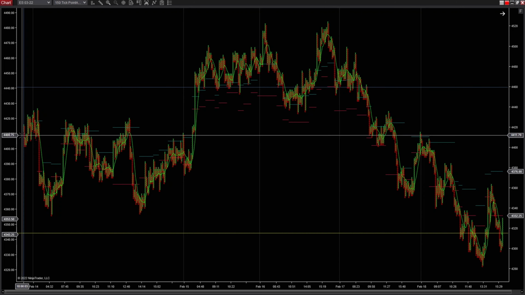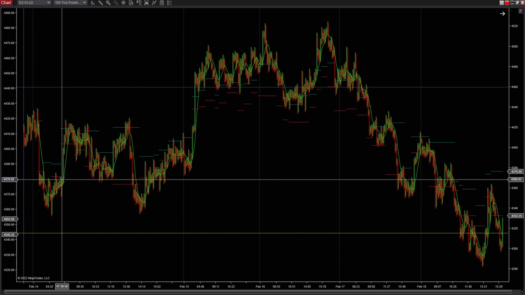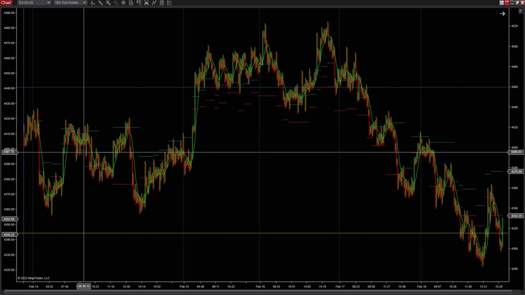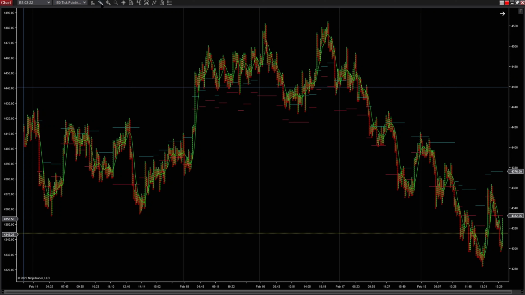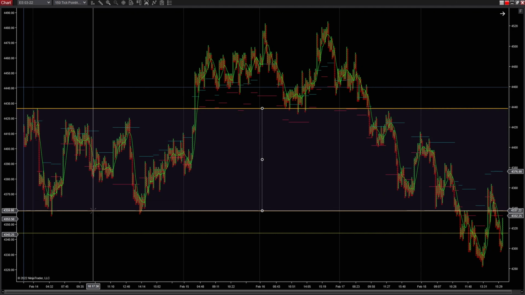So we have a breakdown there, and then a congestion area. Then there's a break right there, congestion. Break again, congestion. So a lot of compression actually in this area right here. So let's mark that. In this area here, there's a lot of compression.